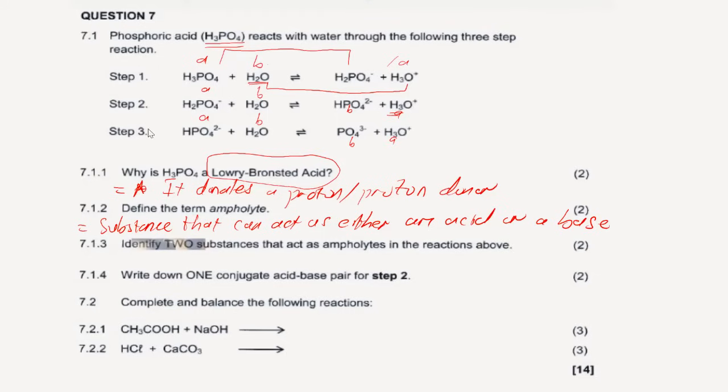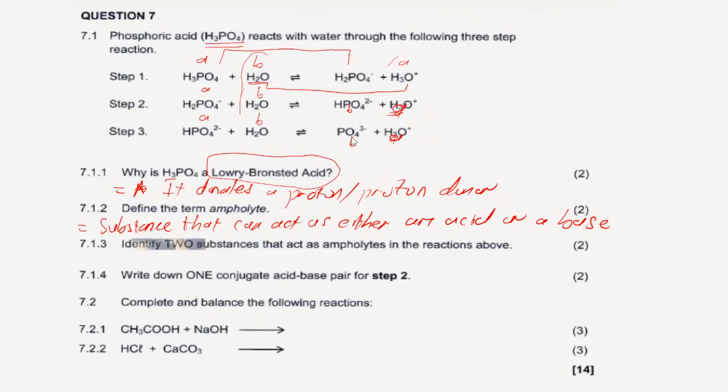And then 7.1.3 says identify 2 substances that act as ampholytes in the reactions above. Now remember, an ampholyte has to act as an acid in one reaction and act as a base in another reaction. So looking at this, as much as we know that water acts as an ampholyte in most cases, in this case here it is not an ampholyte because in all these reactions it acts as a base. Also, your H3O plus cannot be an ampholyte because in all these cases it acts as an acid, right?